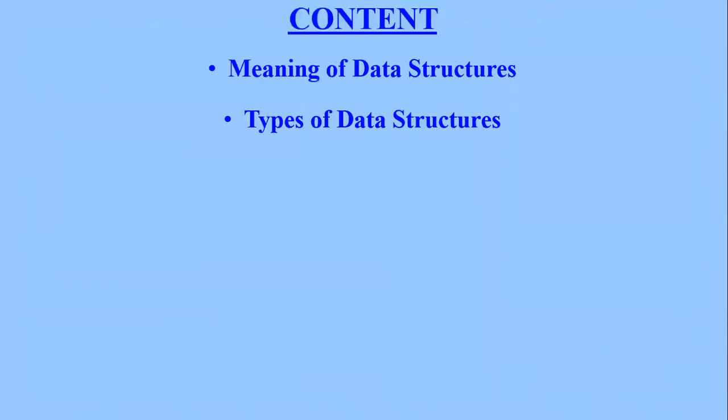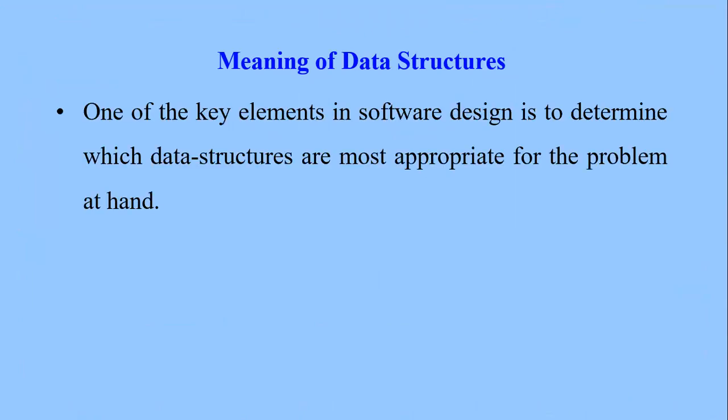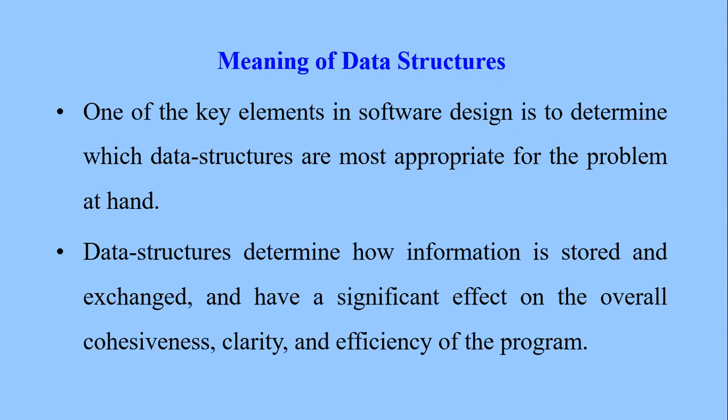In this tutorial, I'm going to look at the meaning of data structures and types of data structures. Let's commence by looking at the meaning of data structures. One of the key elements in software design is to determine which data structures are most appropriate for the problem at hand. Data structures determine how information is stored and exchanged and have a significant effect on the overall cohesiveness, clarity, and efficiency of the program.